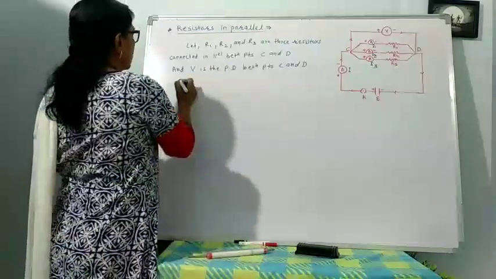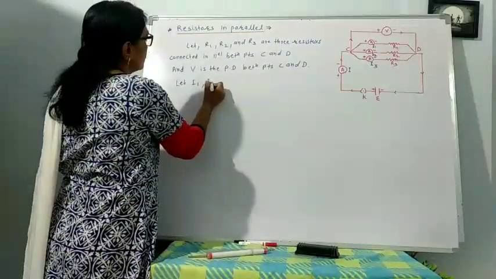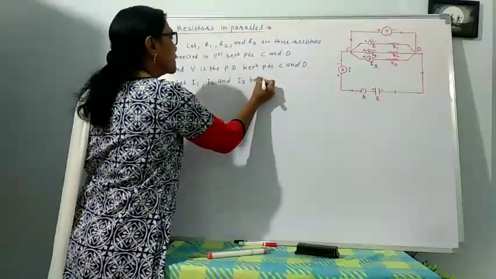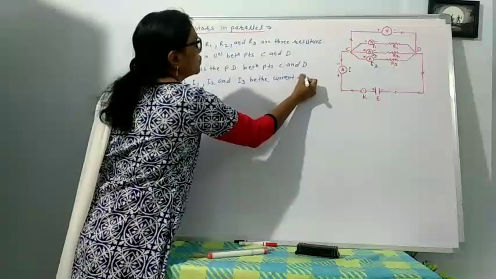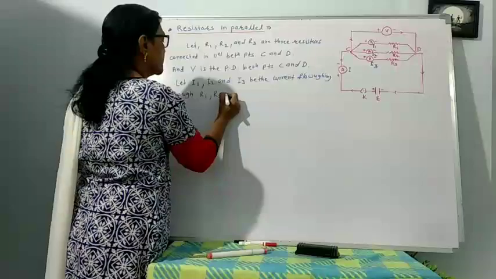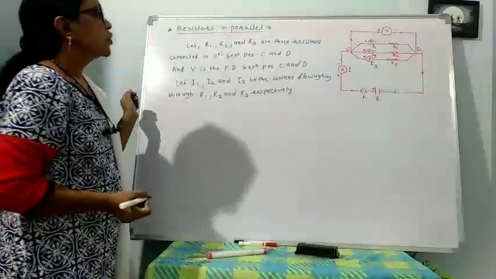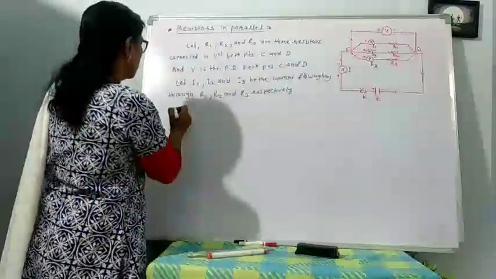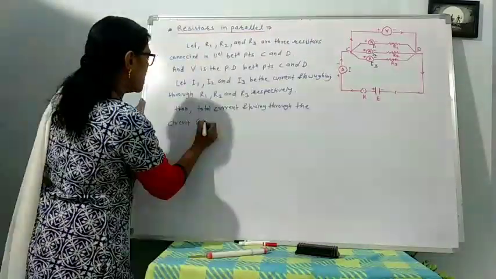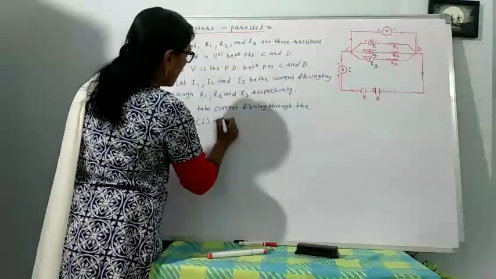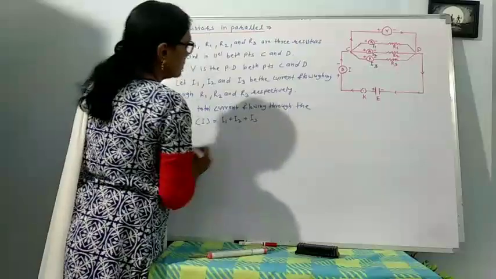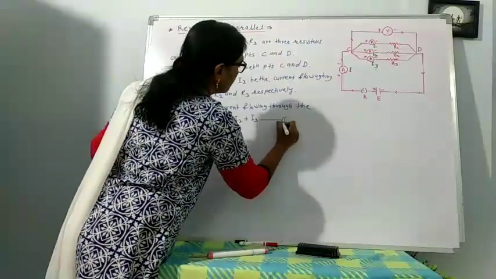आपण लिहू इथे, let I1, I2 and I3 be the current flowing through R1, R2 and R3 respectively. Then total current flowing through the circuit I equal to I1 plus I2 plus I3, and this will be our equation 1.